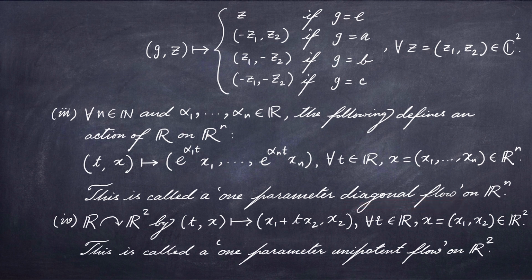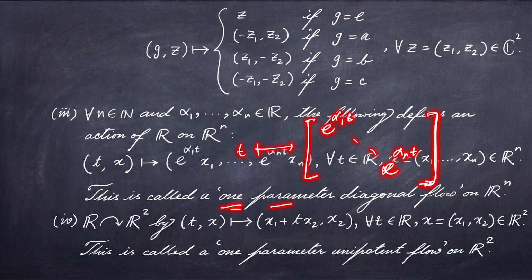Let me remind you that the actions of R, or more generally the actions of the semigroup of non-negative reals, are called flows. So this is called a one parameter diagonal flow. The reason for calling it one parameter is intuitively clear, because the action is being governed by the single parameter t.